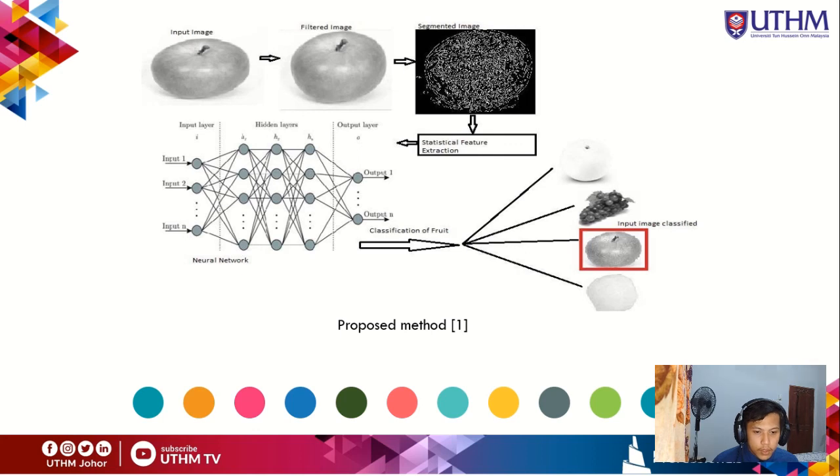So next, the classification using a neural network. CNN is a multi-layer special neural network which contains a special architecture for finding complex features in data. It contains the input layer, hidden layer, and output layer. So lastly, the classification of fruit. The input image is classified.